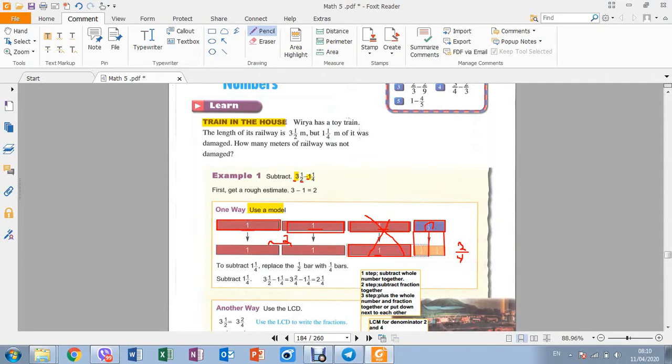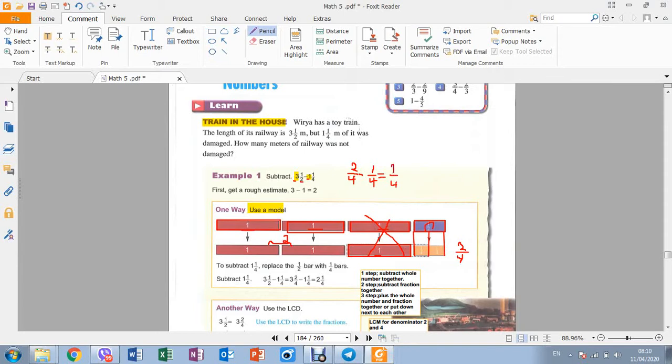Now I only have the fractions. I replace 1/2 with 2/4, so instead of 1/2, I use 2/4, minus 1/4. The denominator 4 stays because we don't touch it. Now we subtract the fractions together. We put down the same denominator, and only subtract the numerators: 2 minus 1 is 1.